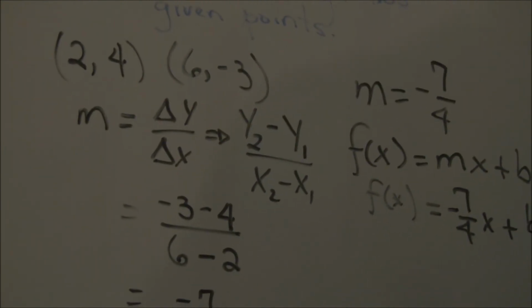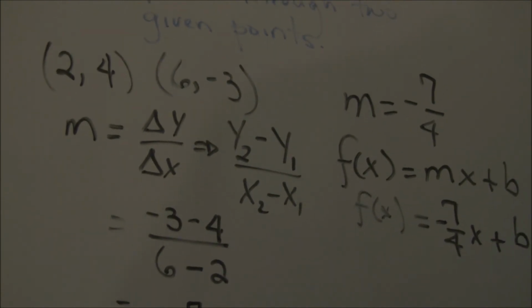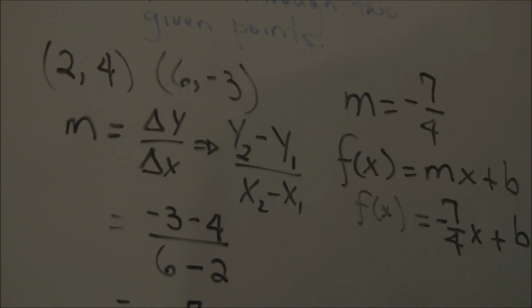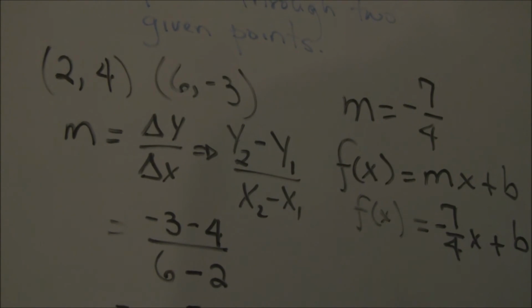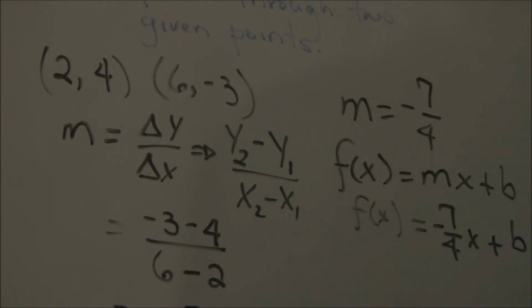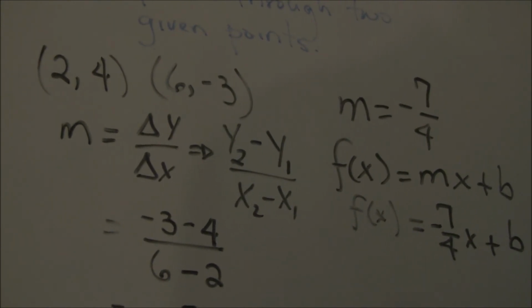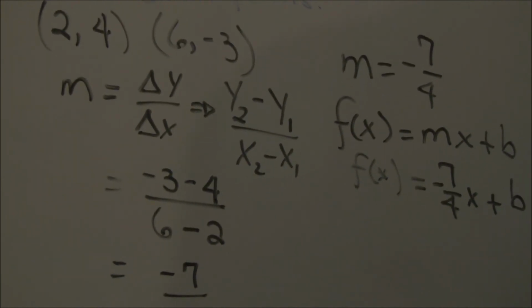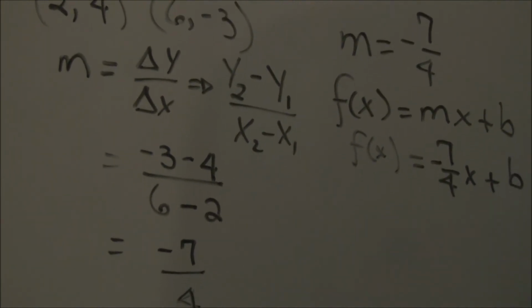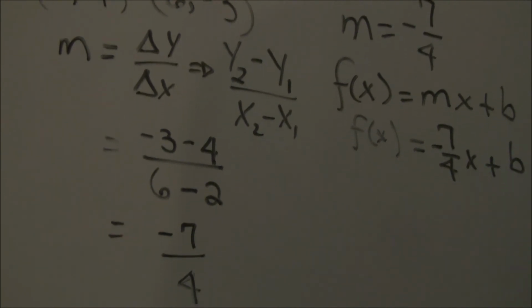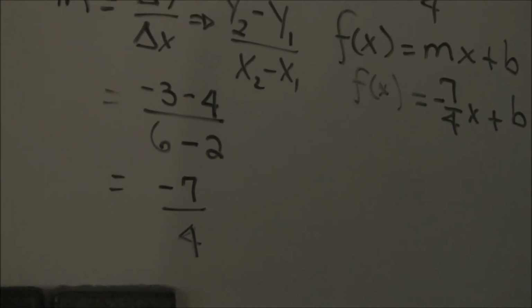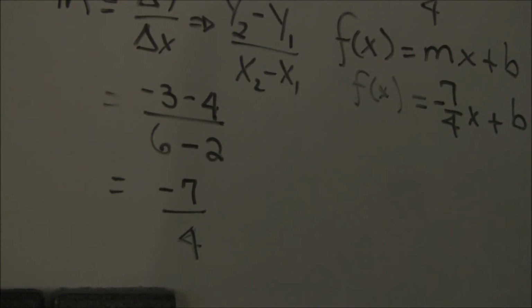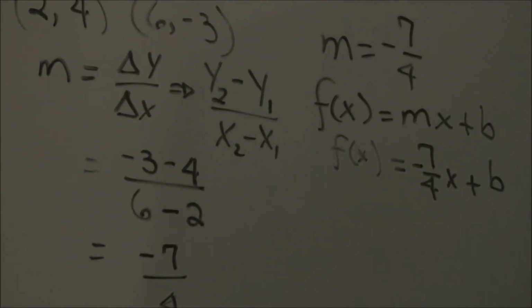Step 1, we find the slope, which is m equals the change in y over the change in x, where we have y2 minus y1 over x2 minus x1. As a result, we have negative 3 minus 4 over 6 minus 2. That ends up being negative 7 over 4. By doing so, we now have the slope.